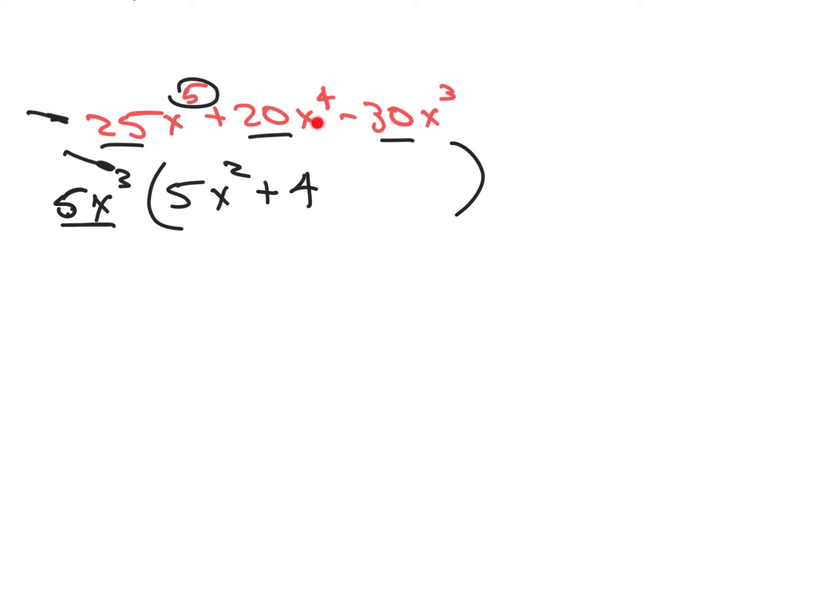X cubed goes into x to the 4th 1 time with 1 left over. We took out 3 and we have 1. And here, 5 goes into 30 6 times. X cubed, we took out all of them, so we don't have a variable here. So here is the greatest common factor, and this ends up being what's left over here.